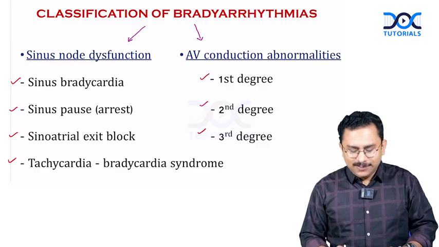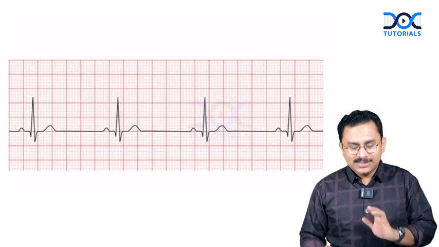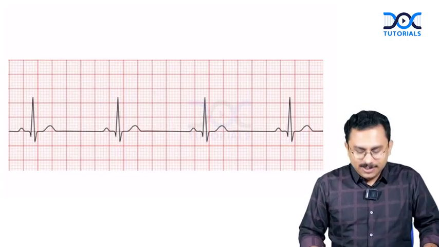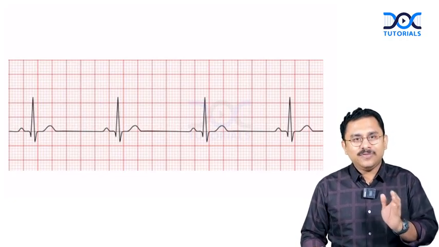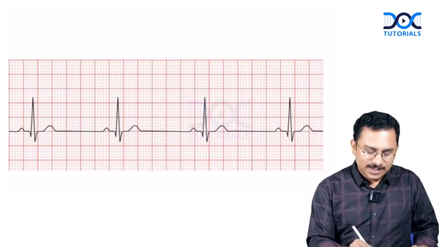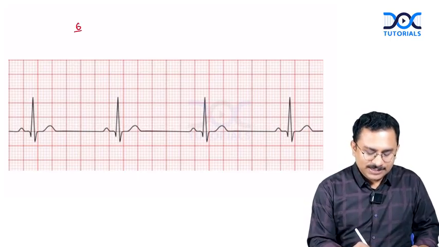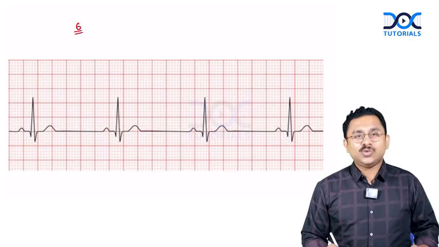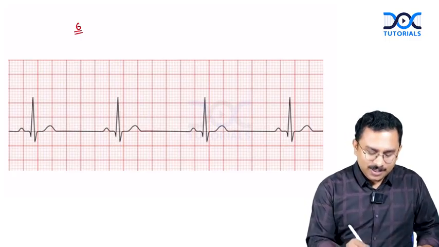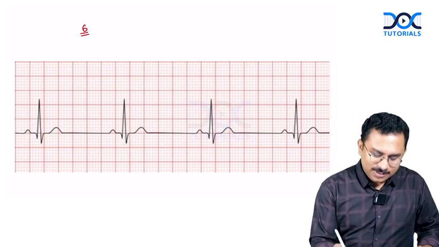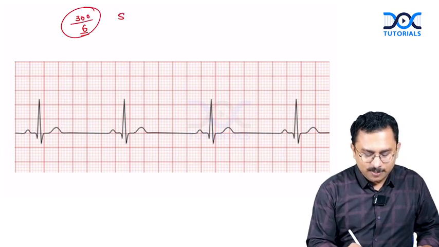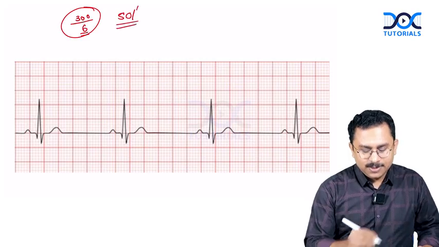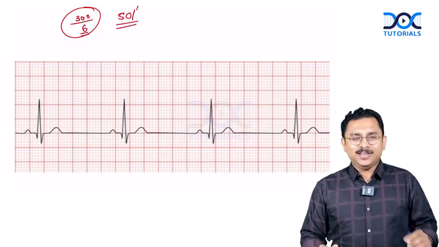So let's have a look at this ECG strip first. If you look at the heart rate between the consecutive R waves, you can see that there are almost 6 large squares. So what is going to be the heart rate? The heart rate is going to be 300 divided by 6, which would be 50 per minute. So we're dealing with a bradyarrhythmia.